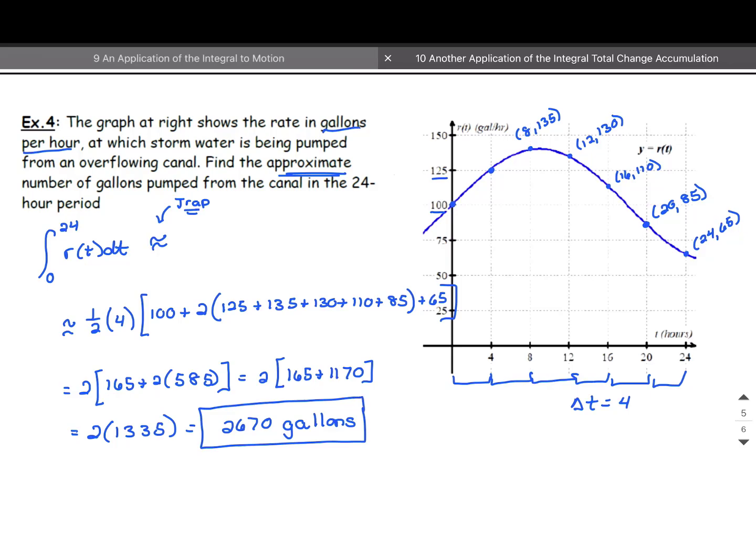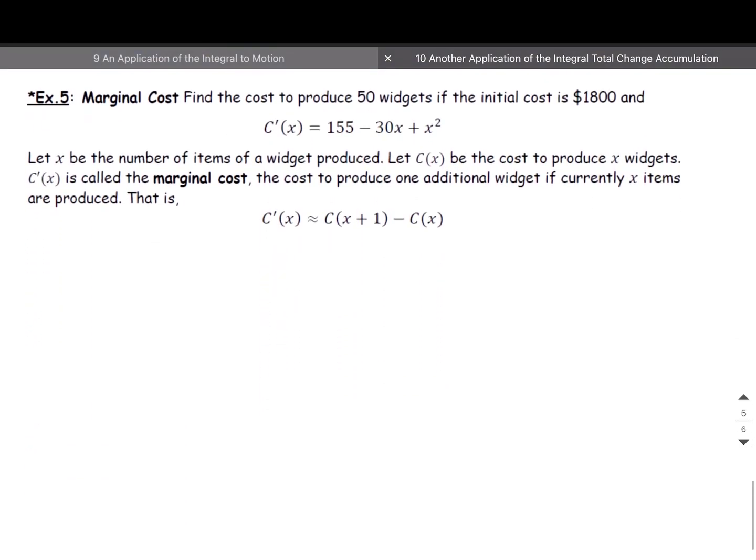2,670 gallons of stormwater were pumped out. Awesome. Okay, we have one more problem because we want to look at an analytic problem.